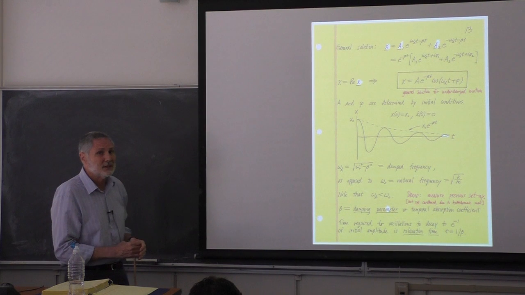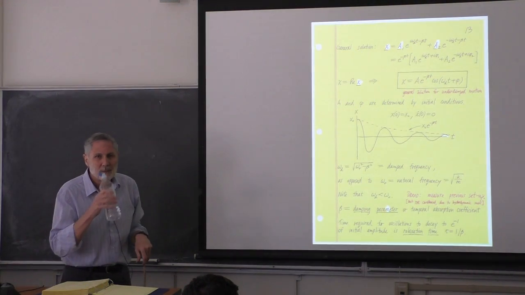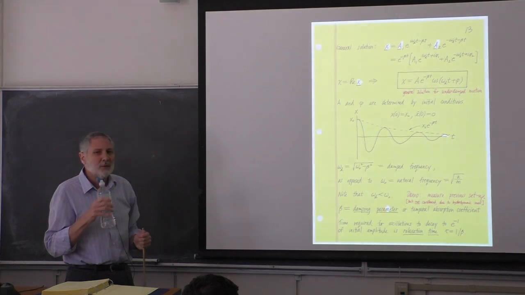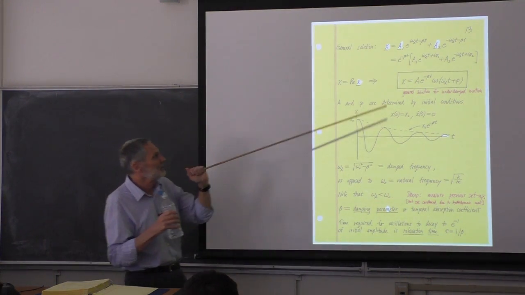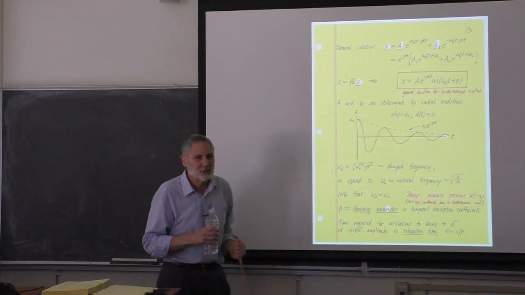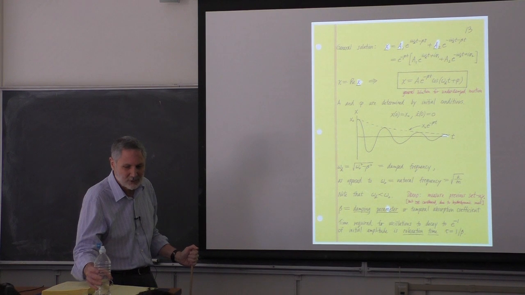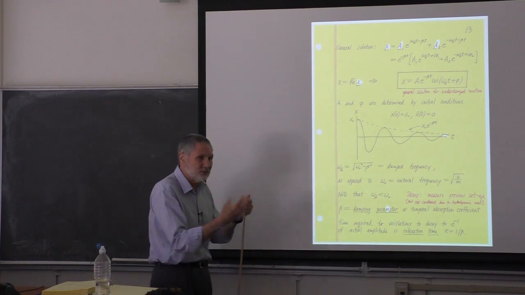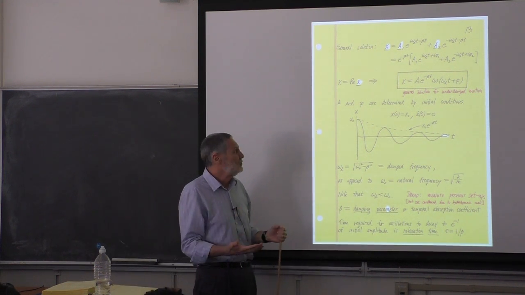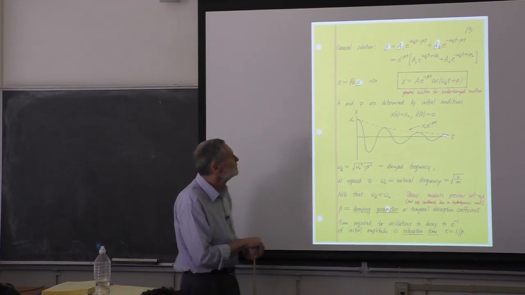How do I know it's the general solution? What's the rule? We have two independent undetermined constants, A and phi, and we have a second order differential equation. As long as they're independent, they don't depend upon each other, you can set them independently. That means you can meet any initial conditions. That means you got the general solution.